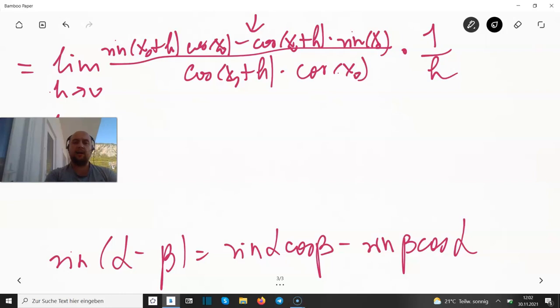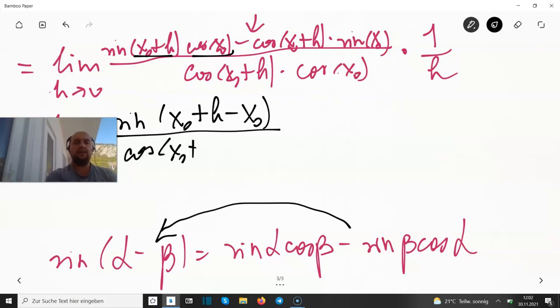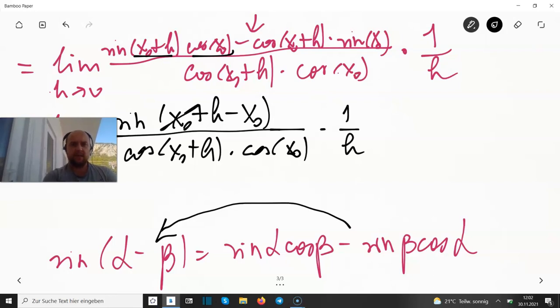And what we're getting now, we're kind of coming from the right-hand side to the left-hand side. So this is alpha and this is beta, x0 is beta. So we are having sine of x0 plus h minus x0, and we're still dividing it by the cosine of x0 plus h times cosine of x0. And we are multiplying it times 1 divided by h still. Now, as you can see, it goes away. So we just have limit h towards 0.